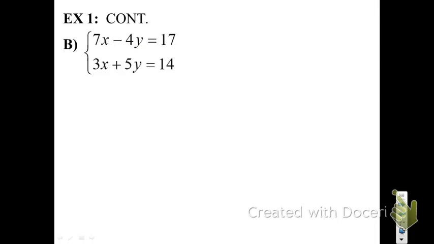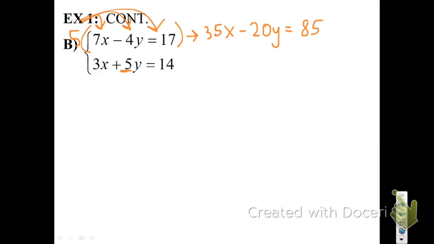So to do this, I'm going to take this 5 right here and multiply the top equation by it. So I'm going to distribute, make sure that 5 goes to all 3 terms when you're multiplying. So we get 5 times 7 is 35, minus 4 times 5 is 20, equals 5 times 17, which is 85.